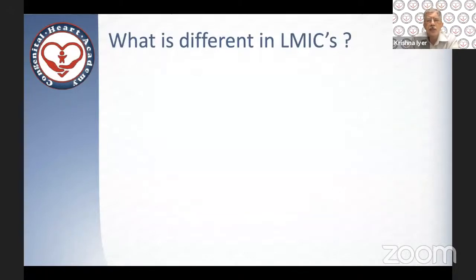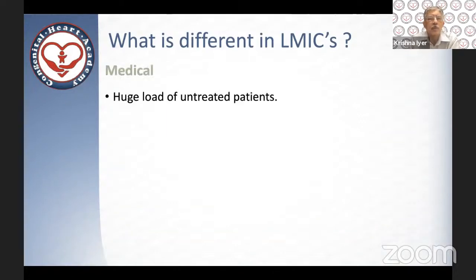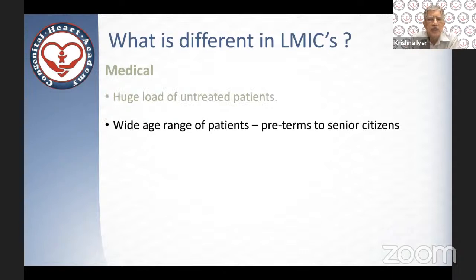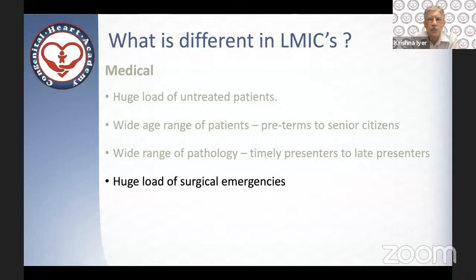So what is different in LMICs as compared to high-income countries? We'll look at it in medical and non-medical aspects. When you look at the medical aspects, one, of course, is there's a huge load of untreated patients. It basically stems from the fact that there's a huge disparity between the supply and the demand. As a result, your patients come with a wide age range. They can come as preterms to senior citizens. There's a wide range of pathology, from timely presenters to late presenters. And as a result, there's also a huge load of surgical emergencies.